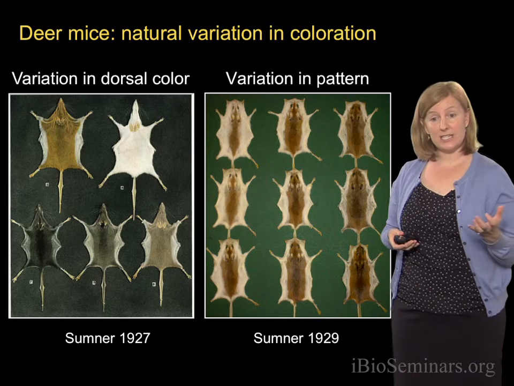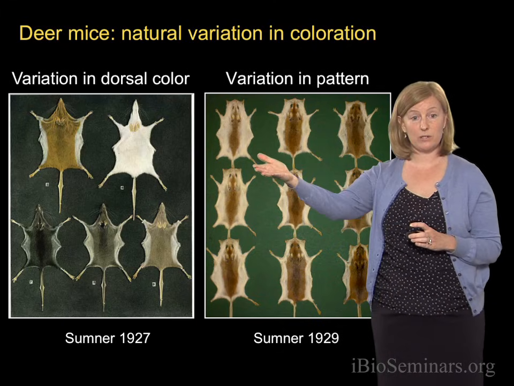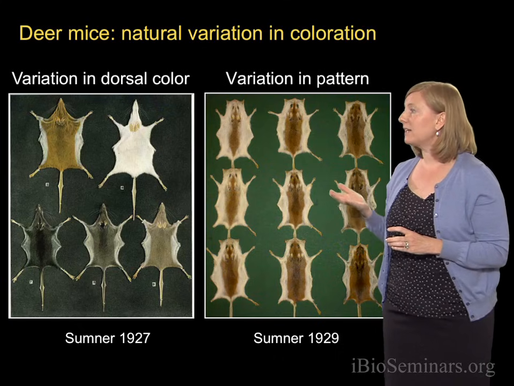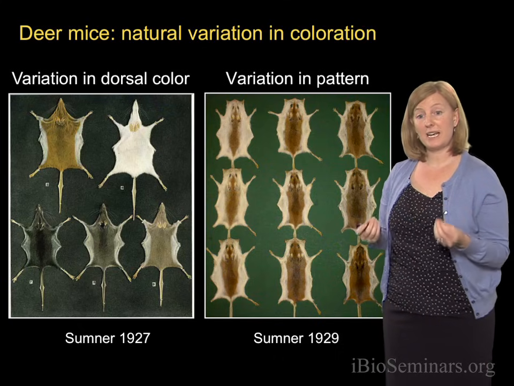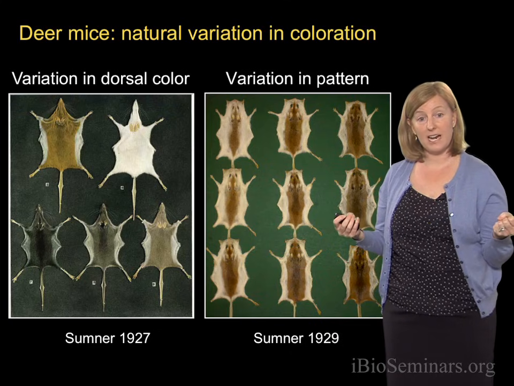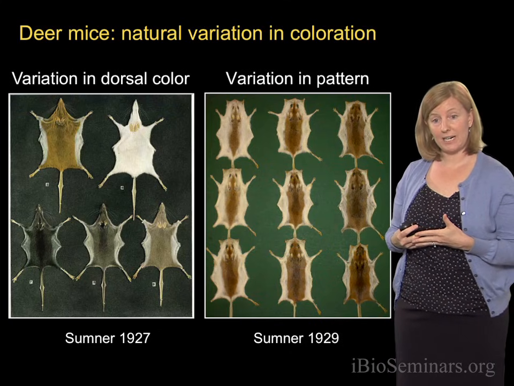So those candidate genes that I showed you in the previous slide, many of those are implicated in variation in dorsal color, but in fact we know very little about how patterns are made. So by studying these mice, not only can we take advantage of the vast range of variation in their color, but we also may learn something new about color patterning.